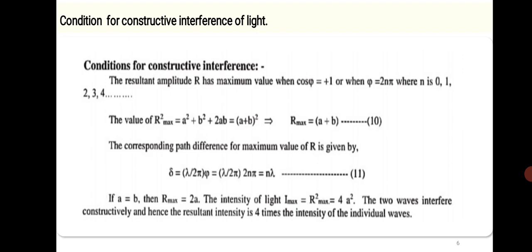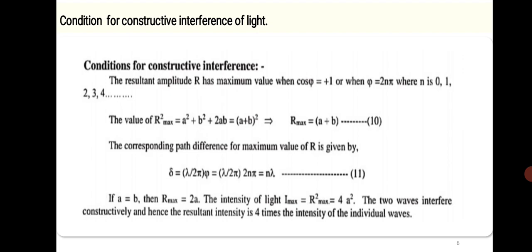The resultant amplitude R is a maximum when cos phi is equal to plus or minus 1, or when phi is equal to 2n pi, where n is 0, 1, 2, 3, 4, etc. The value of R maximum square is equal to (a plus b) whole square, which is equal to a square plus b square plus 2ab, so R maximum is equal to a plus b. Call it equation number 10.